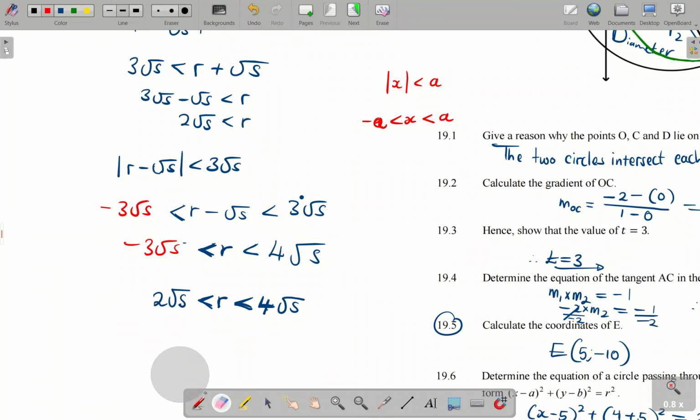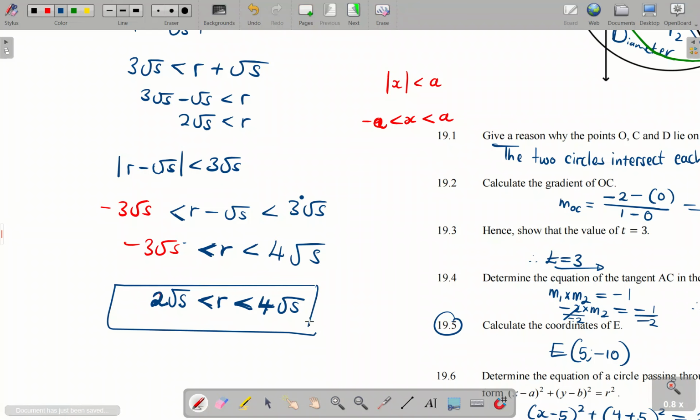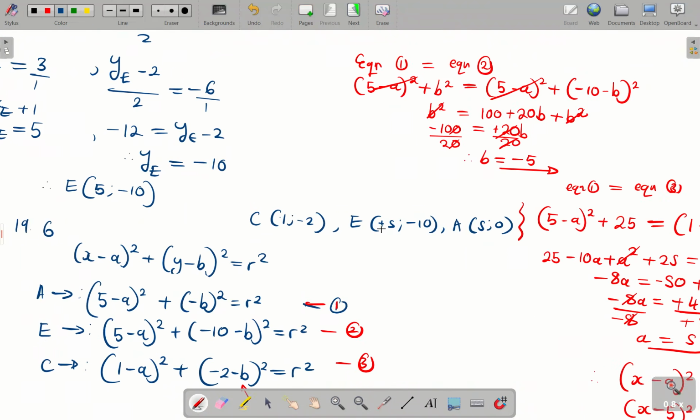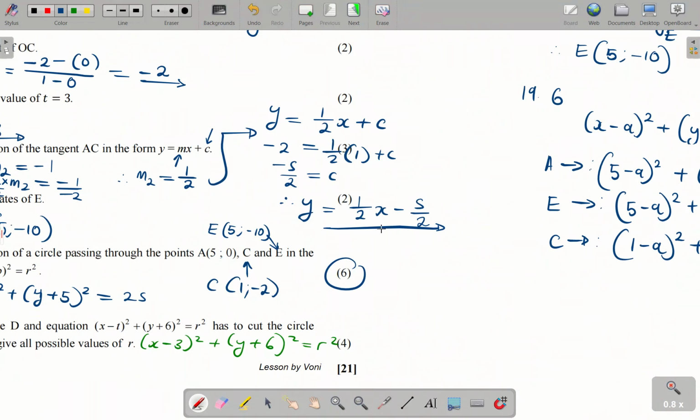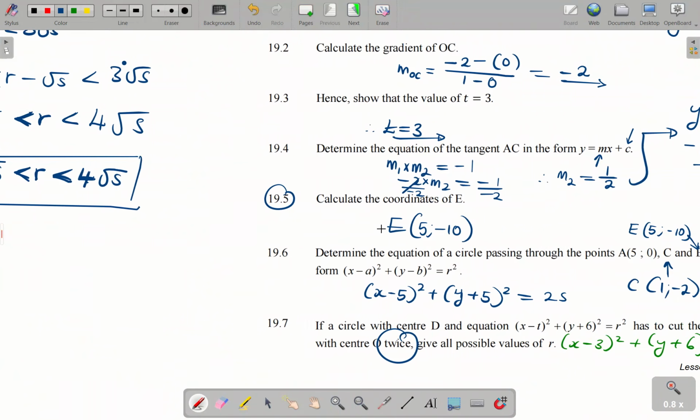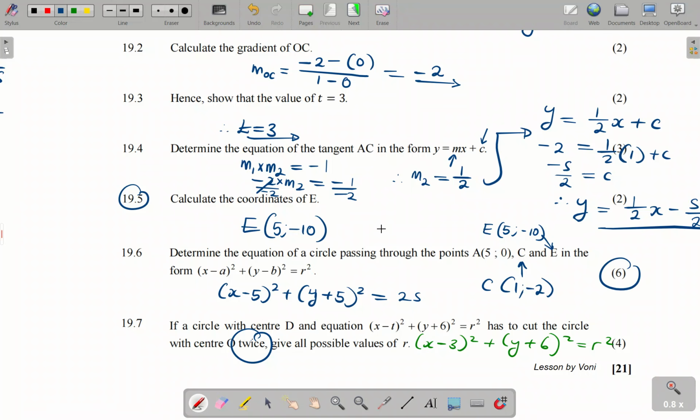Between 2 square root of 5 and 4 square root of 5 there. So that's it, guys. That's it. So yeah, we're done. Oh, notes. I forgot. So let me see, where can I write this? Yeah, that was it.